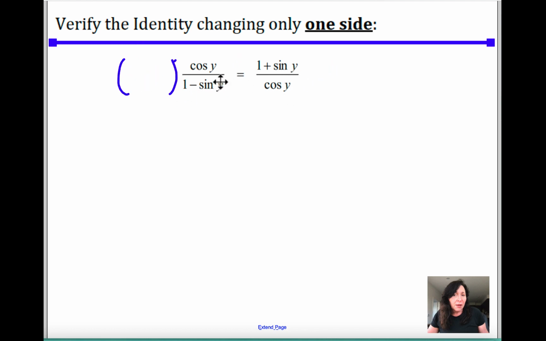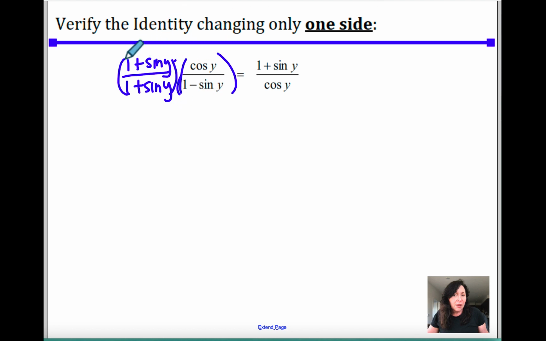You always try to do the hardest part, and I think this one is a little bit trickier because you're going to multiply by the conjugate, which is 1 plus sine of y over 1 plus sine of y. And the reason for that is when I multiply by the conjugate, the denominator is going to become something that I can deal with. It's always going to be like that. It becomes a difference of two squares, which is what this is, right?